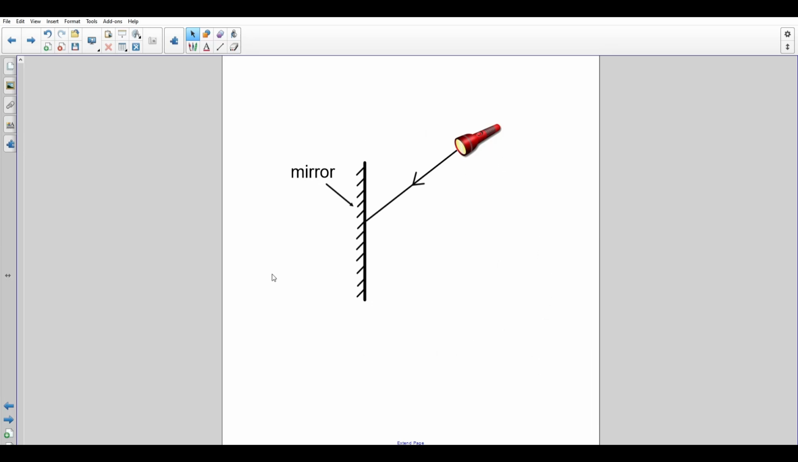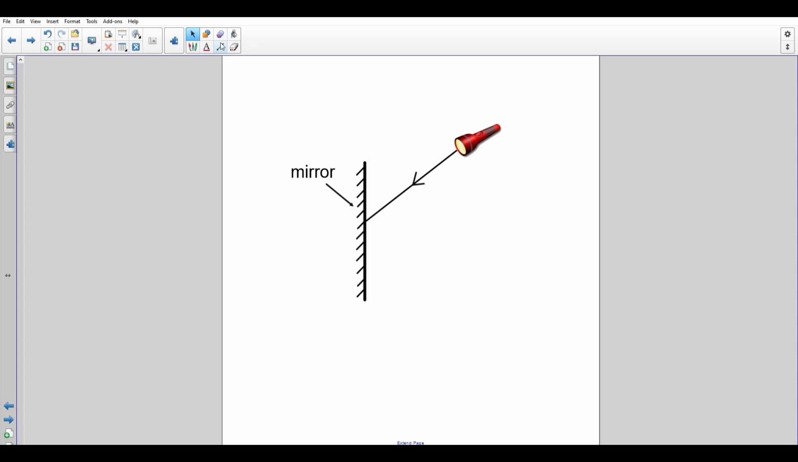Okay, now we're going to have a look at light reflecting off a mirror. So you've got a diagram like this for question number 6, and it asks you to continue where the light ray would go. Now think about this. If you shine a light on a mirror, if you're stood straight in front of a mirror, it will come straight back at you.